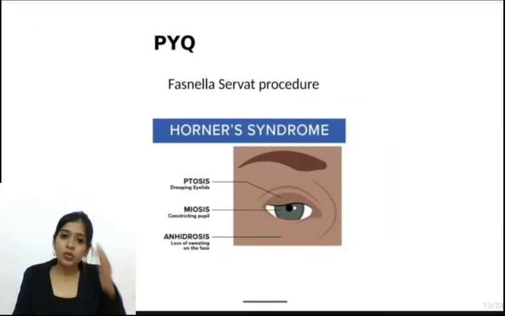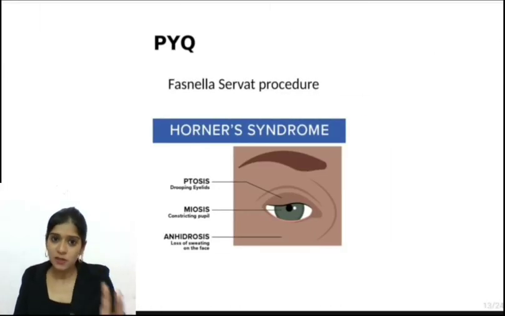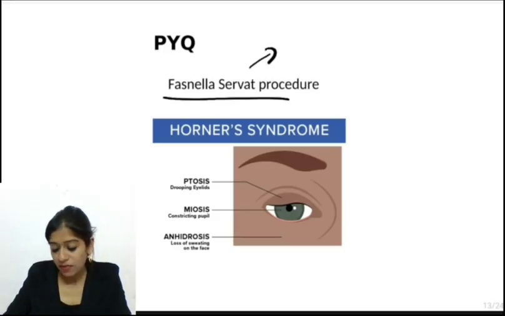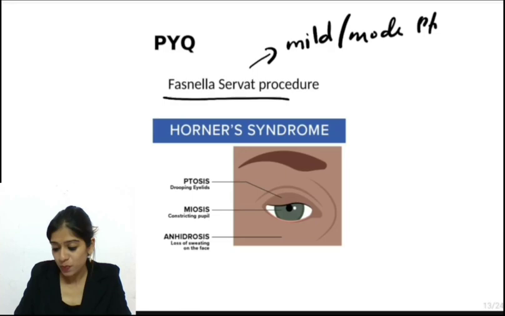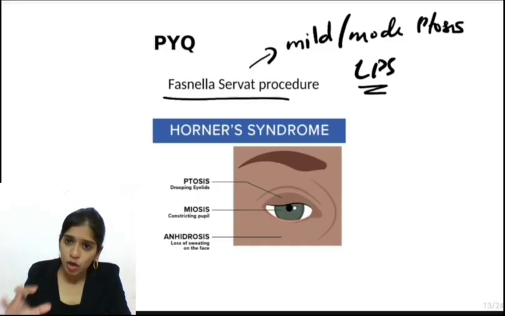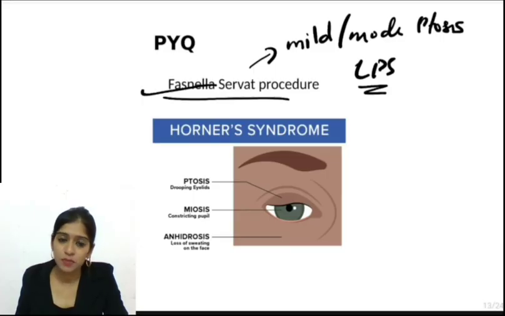But now they have asked one question. It's a named surgery, the Fasanella-Servat procedure. See, here when the patient has mild or moderate ptosis with a good levator palpebrae superioris function, in such a patient we can do a correction of ptosis, and that named surgery is this Fasanella-Servat procedure.